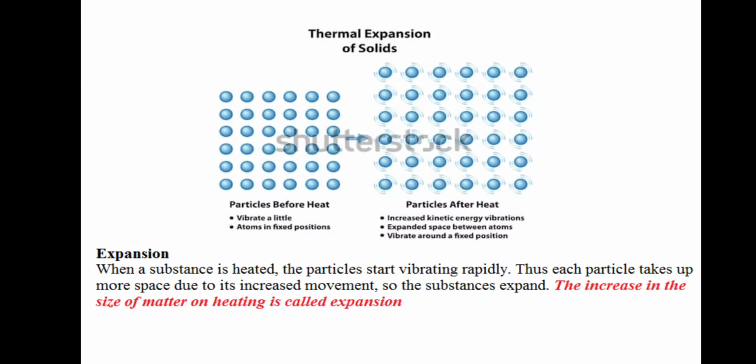So, the substance expands. Now, if you take ice, give it some heat, what happens is, because of this heat, the particles in the ice start vibrating. Because they're vibrating more, they gain energy. And because of the heat energy they get, they are able to move away from each other and they become liquid. So here the particles are expanding. Thus the increase in the size of matter on heating is called expansion.